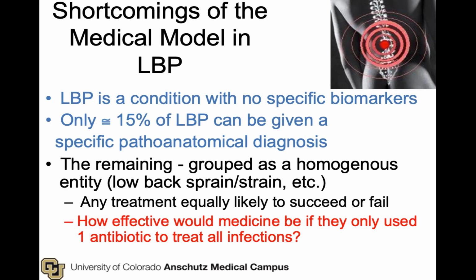So if we look at low back pain itself, unfortunately, it's a condition with no specific biomarkers, and only about 15% of low back pain can be given a specific pathoanatomic diagnosis. Now, we can certainly find things on imaging, but the question remains, is that the pain generator for the patient that's sitting in front of you? And this results in grouping the rest of these individuals into a big homogeneous group of low back pain, where any treatment is equally likely to succeed or to fail.